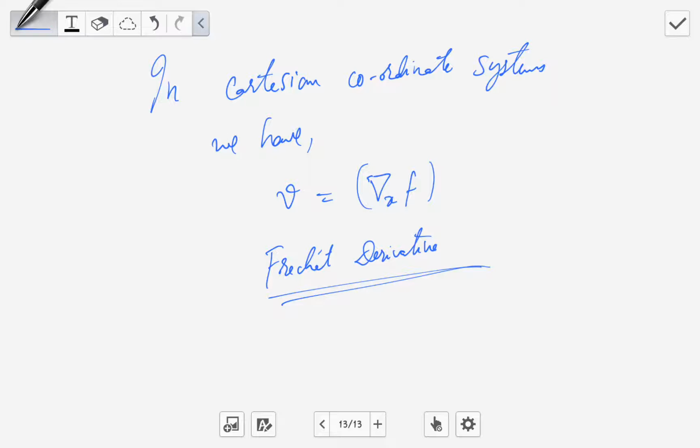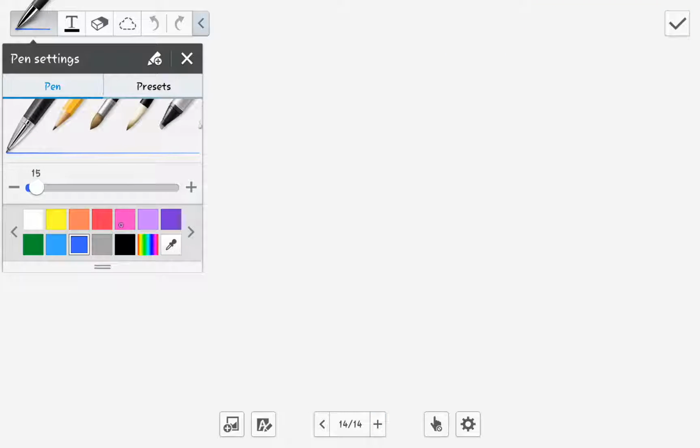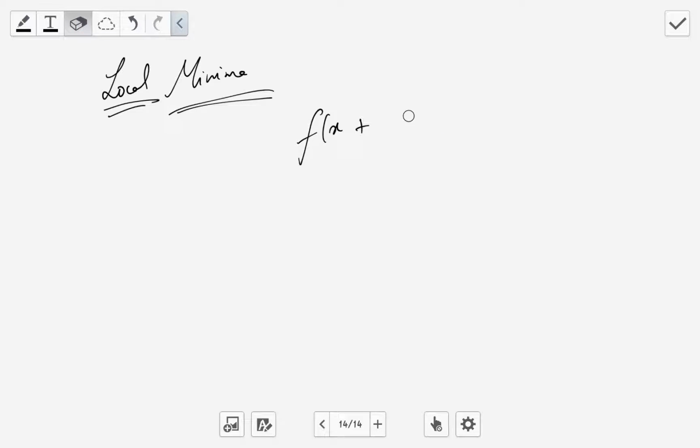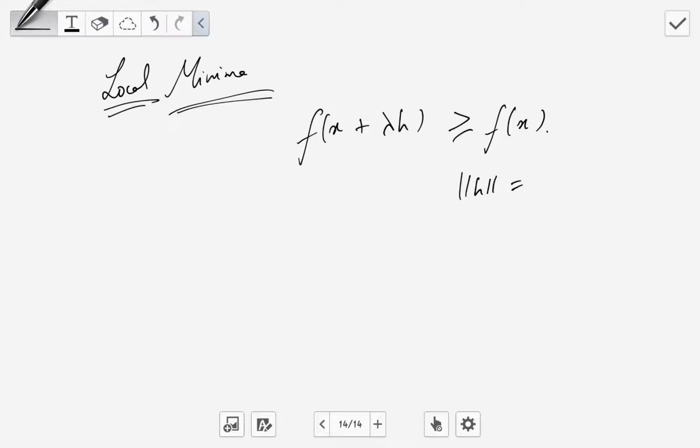Okay. Now, if you want to have minima at a point, what do we do? Or minima or max? Let us say local minima at a point. In specific, f of x plus lambda h must always be greater than or equal to f of x for norm h equal to 1 and lambda tending to 0, where f is a function from Rn to R. You want this to be satisfied?